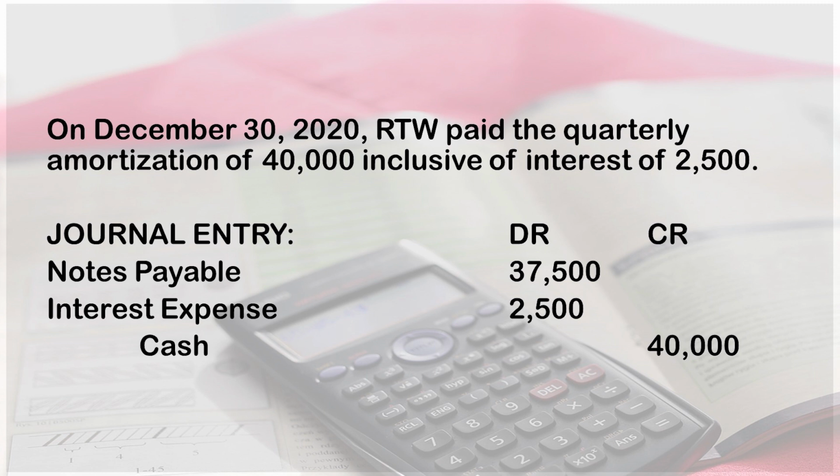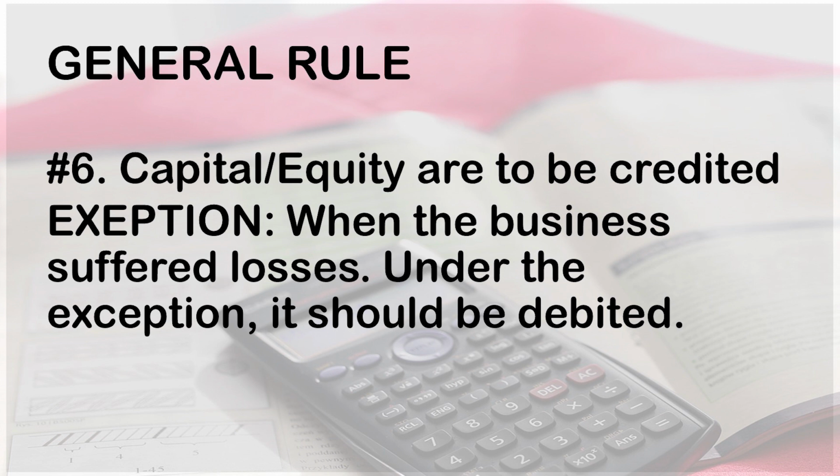This is as an exception to the rule on asset. Generally, assets are to be debited, but when you are reducing your asset, as in this case, you are making payment, you are deducting from your cash. Therefore, you have to reflect an opposite posting, credit asset or credit cash. Let's proceed now to rule number 6.